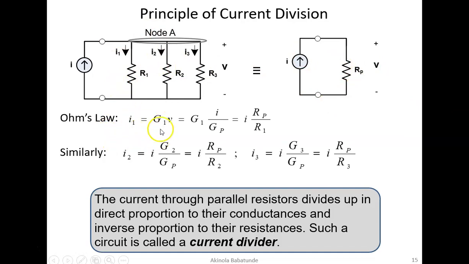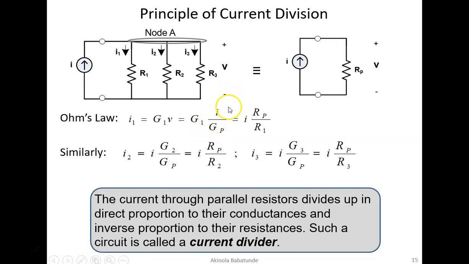Ohm's law says that I1 is equal to G1V, which will be equal to G1 multiplied by I over GP, because we had said in the previous slide that our V is equal to I over GP. So if we arrange this, we can bring I out, and then this becomes G1 over GP. So this becomes I1 equal to the total I in the circuit, this I source. This I represents the source current. So I1 will be equal to the I source multiplied by G1 over GP.